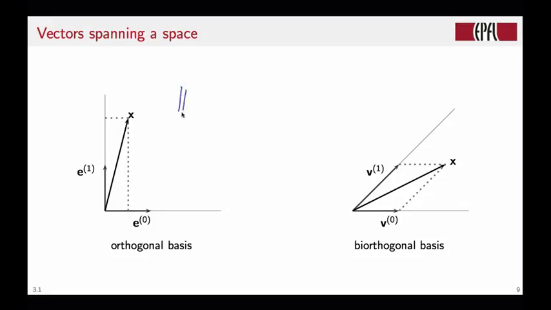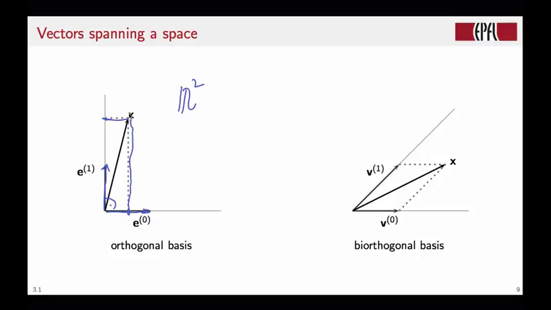We're still in R2 here. It is an orthogonal basis with a first vector here, E0, a second vector, E1, and a right angle between the two. Any vector x can be written as a linear combination here of E0 plus a linear combination of E1. Summing together, you get the vector x.